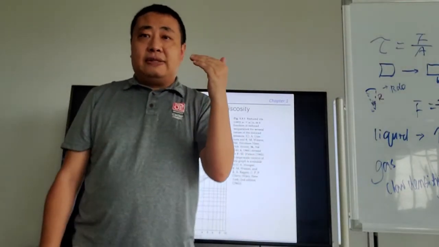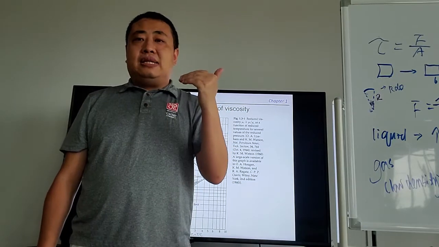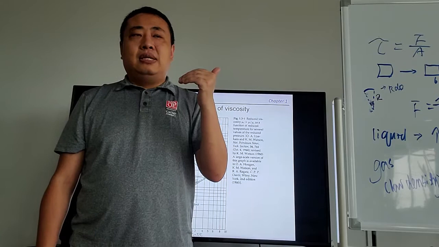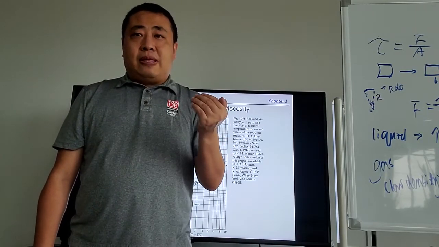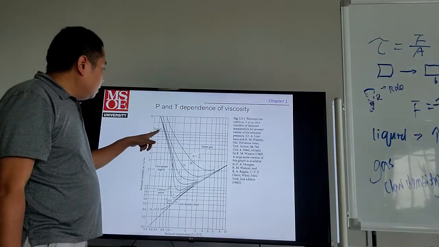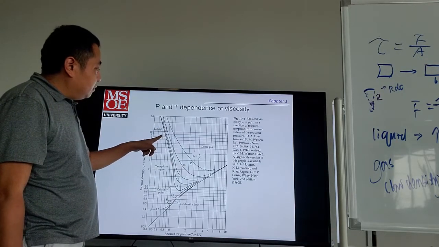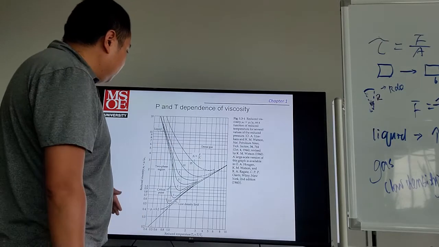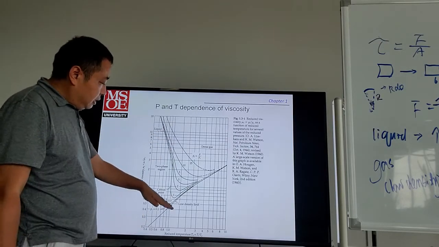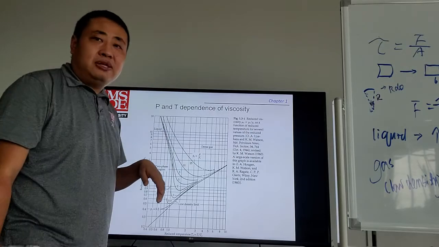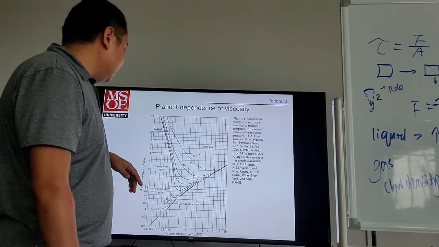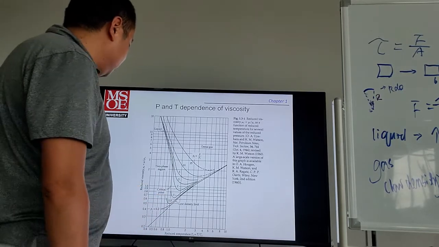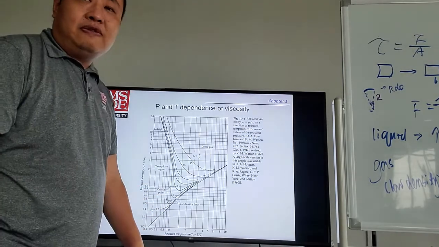So again, P in general does not significantly impact viscosity. We can see the viscosity increases only slightly with the increase of pressure, right? For temperature, for liquid, increasing the temperature causes the viscosity to decrease. For low density gas, you increase the temperature, you increase the viscosity.